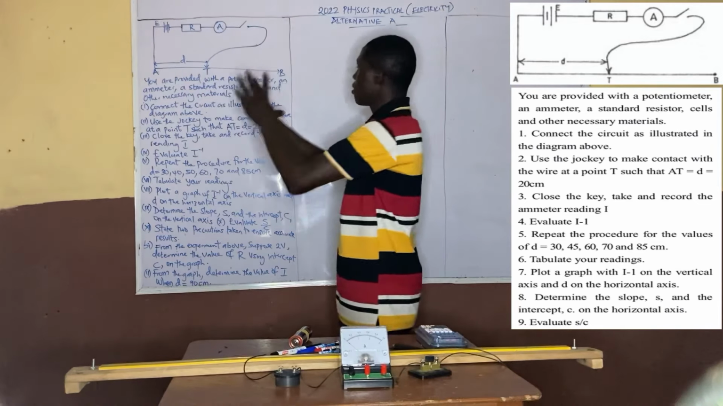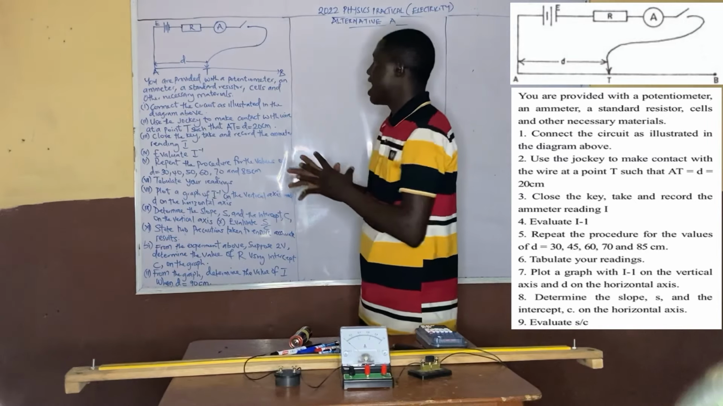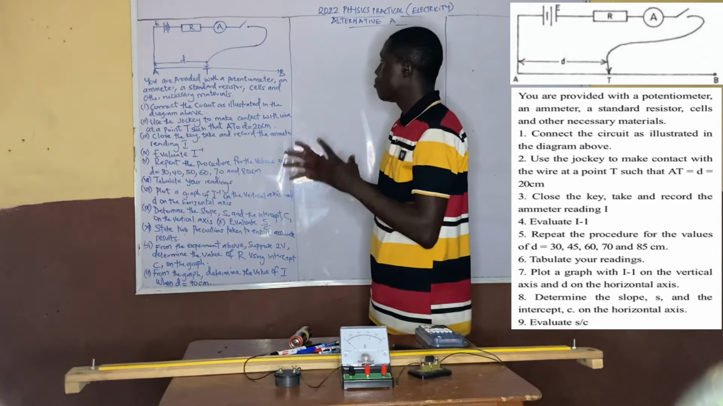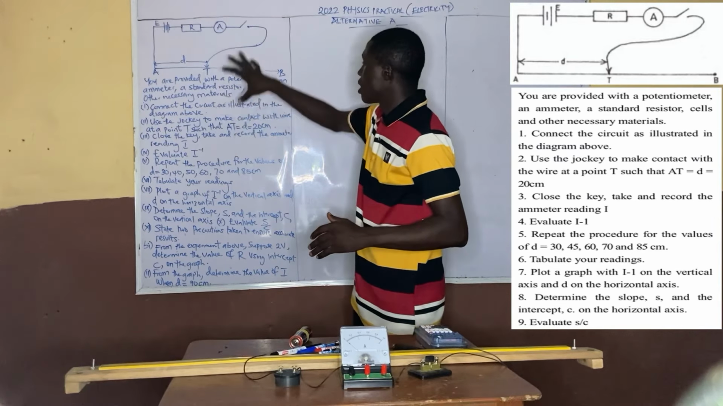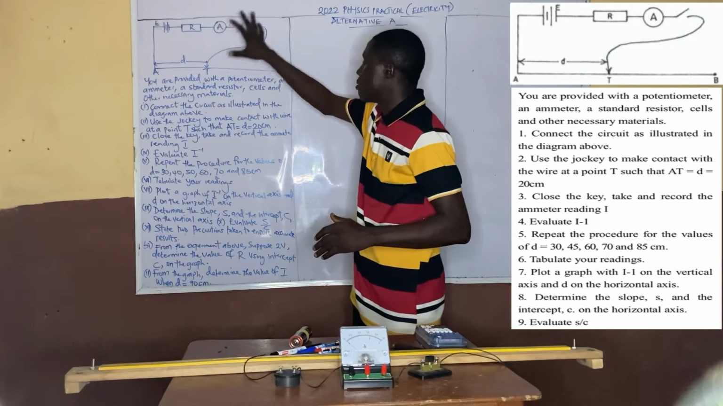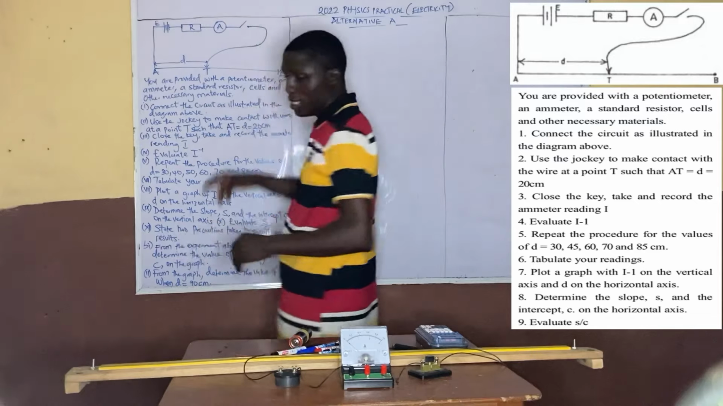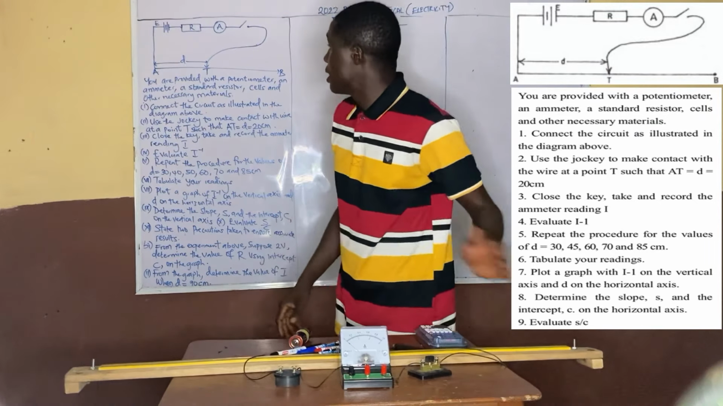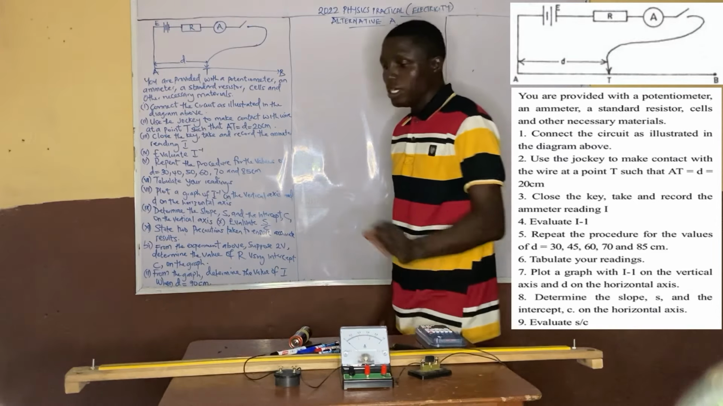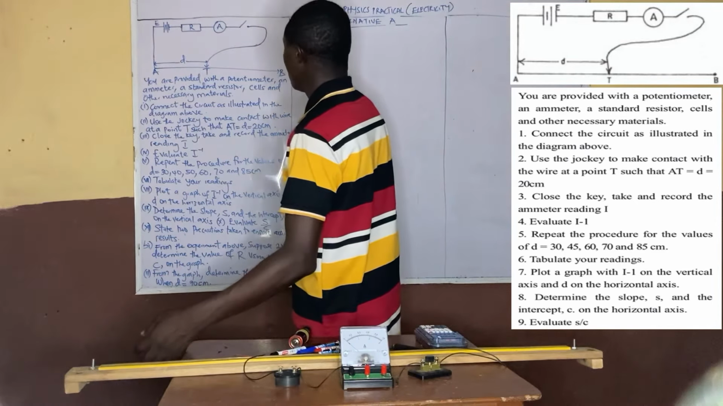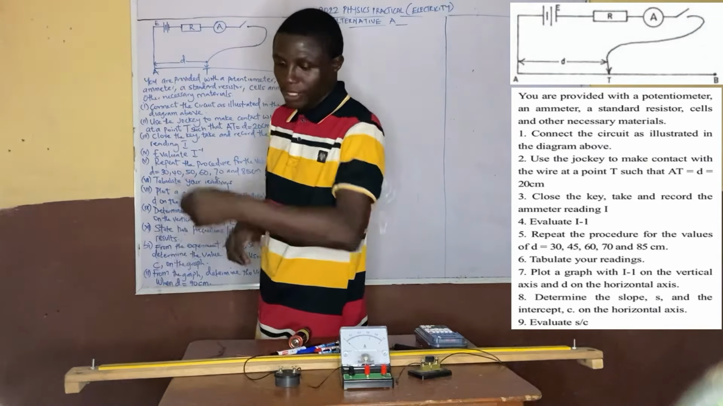Now, the materials provided to us can be arranged according to the circuit diagram above. We have to set up this apparatus according to the circuit diagram above. Looking at this very well, we have a potentiometer AB. Now we have the positive end of the battery. This wire is going to the positive end of the battery.